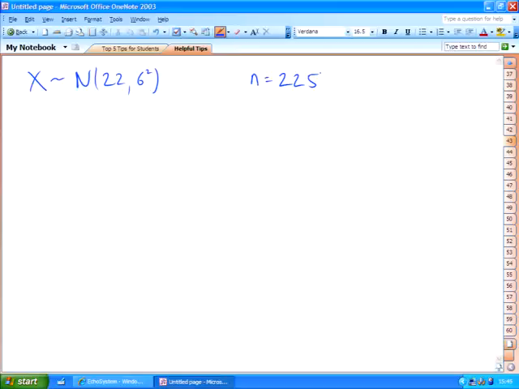And I want to compute the following. My question is, what is the probability that the average number of study hours, based on this group of students, is between, let's say, 21 and 23 hours? So in symbols, how do these words translate? I want the probability of being between 21 and 23.